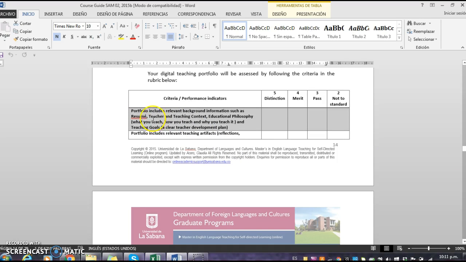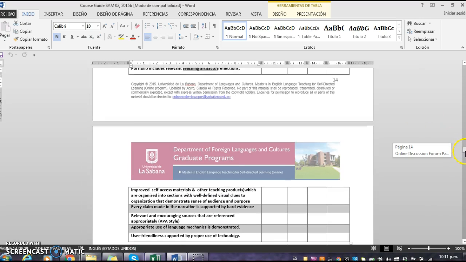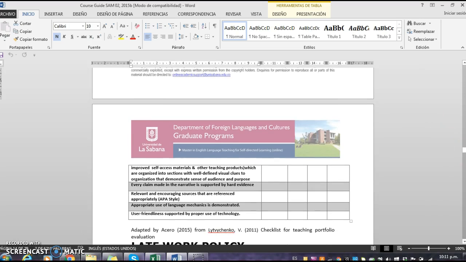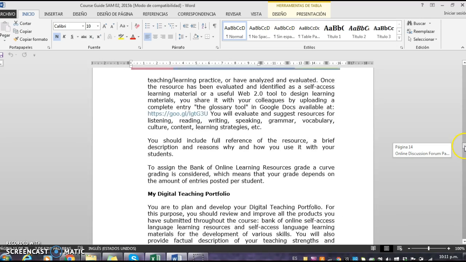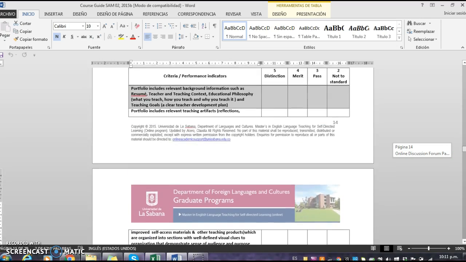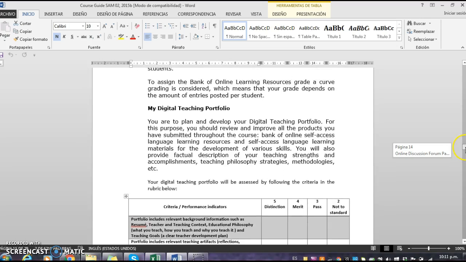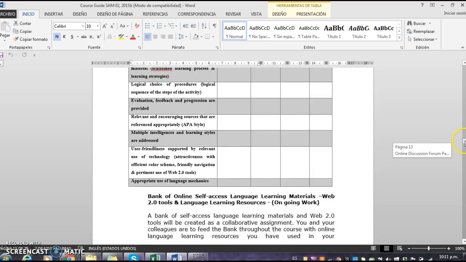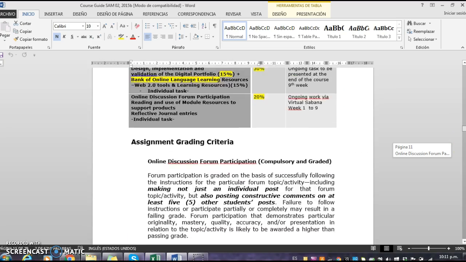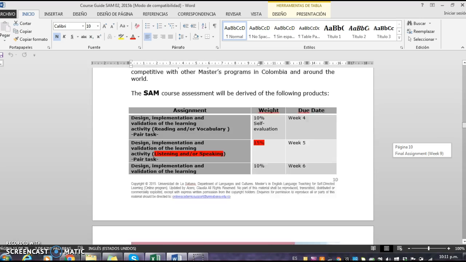We also have the rubric for the portfolio. In the portfolio, you have to include certain sections. You have to include artifacts, to show evidence of what you were doing, to support with the APA style, good language mechanics, and of course using good technology. That was the rubric that I used, and you will find that some of you got good grades and some others not that good, probably not as you were expecting. So it's very important that you refer to this.